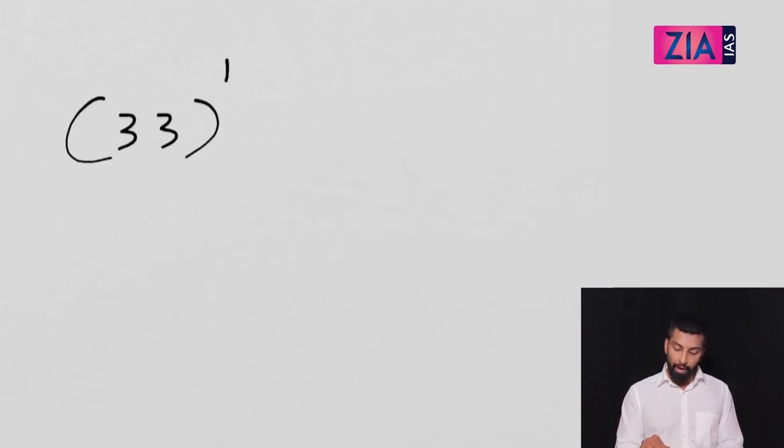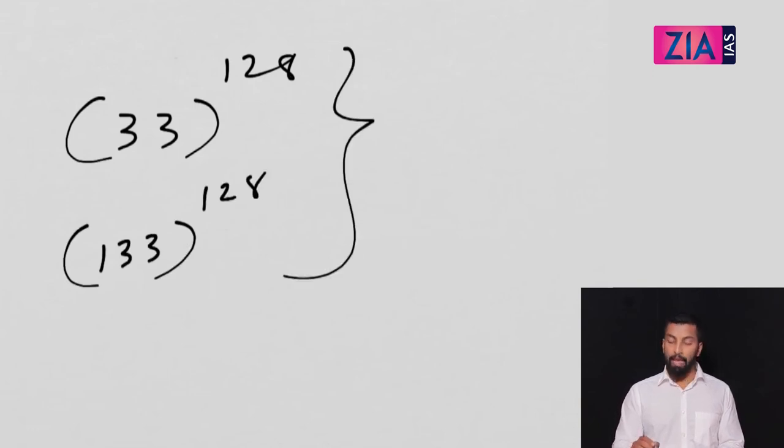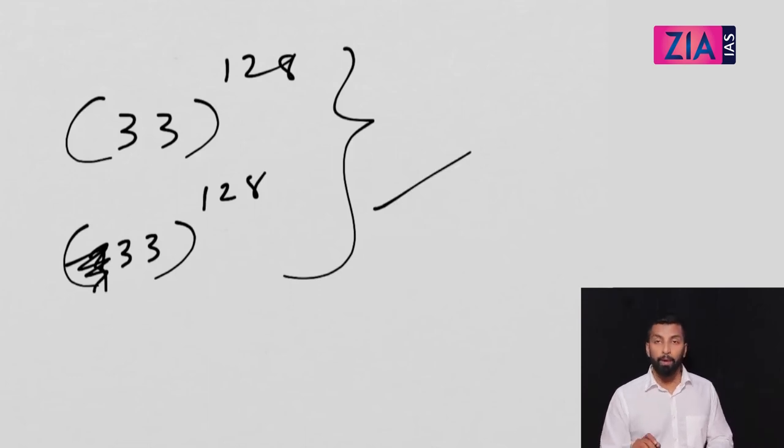This will be 0. So if you have 33 raised to 128, or if you have 133 raised to 128, both will be the same because 1 is not important. 1 is not important for us. Okay, so I hope all of you understood this method, and I hope you will be in a position to solve any question you get on last two digits where the last digit is an odd number, or any odd number, you will be in a position to solve now.